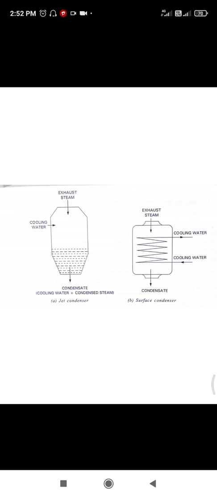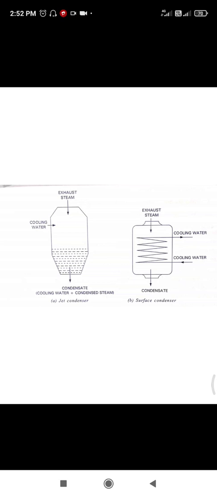In this, it is not suitable for high capacities, and condensate cannot be reused as hot feed water. Air leakages are more, and it requires a large air pump. Less vacuum is maintained. These are the disadvantages of jet condensers.